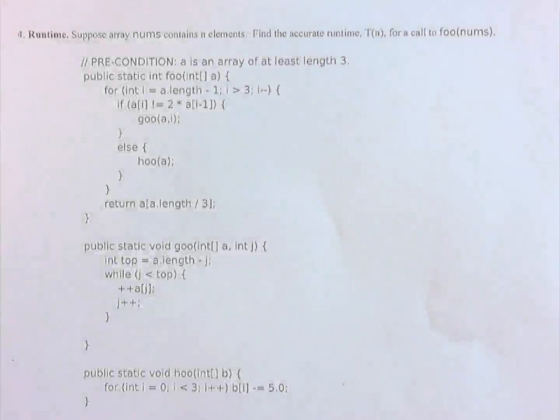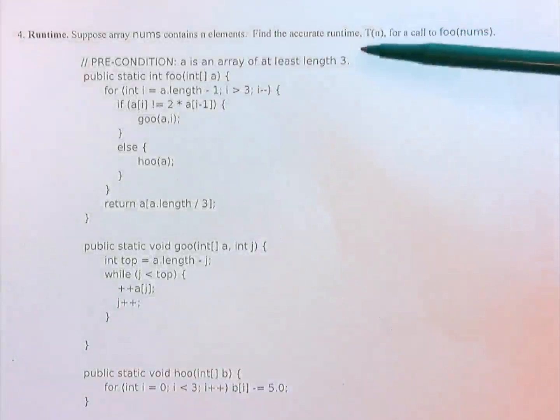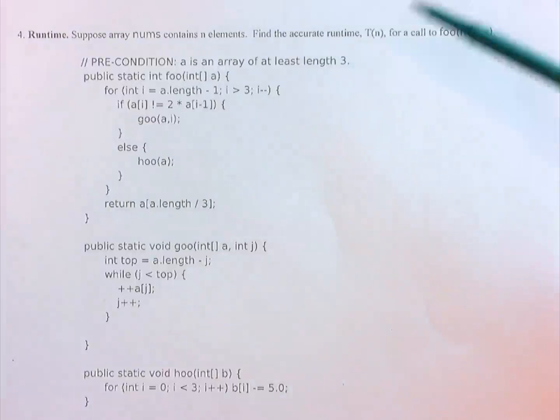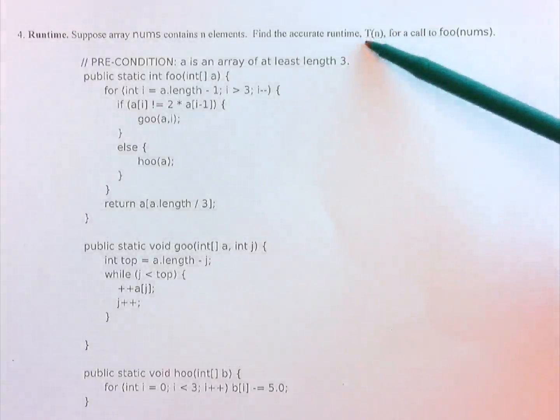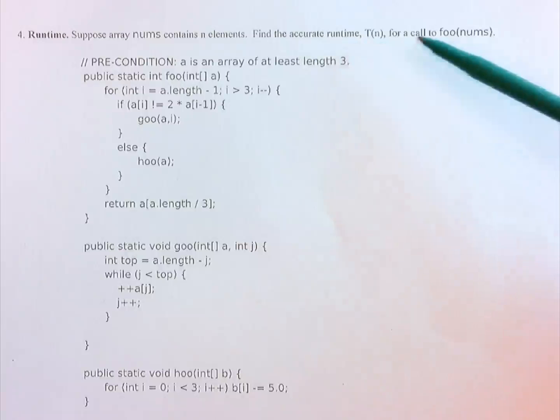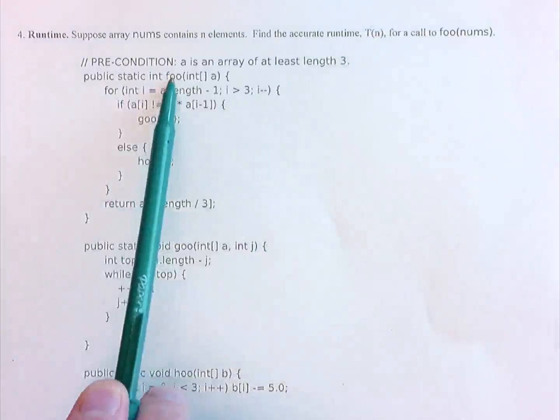Okay, I want to review the runtime problem that we looked at. And here I show it where we're asked to find the runtime t of n for a call to foo nums. Therefore, we're looking for the accurate running time of this method here, foo.